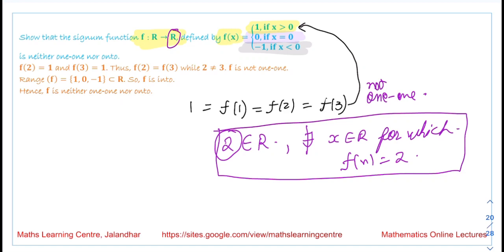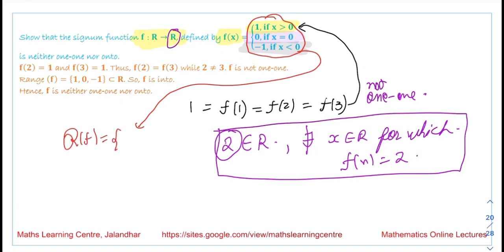The second method to prove this is that we write the range set of this function. The range set of this function, R of f, will be equal to {-1, 0, 1}. This is the range set of this function, and this is not equal to the codomain of f, which is equal to R. So we are saying this function is not an onto function.